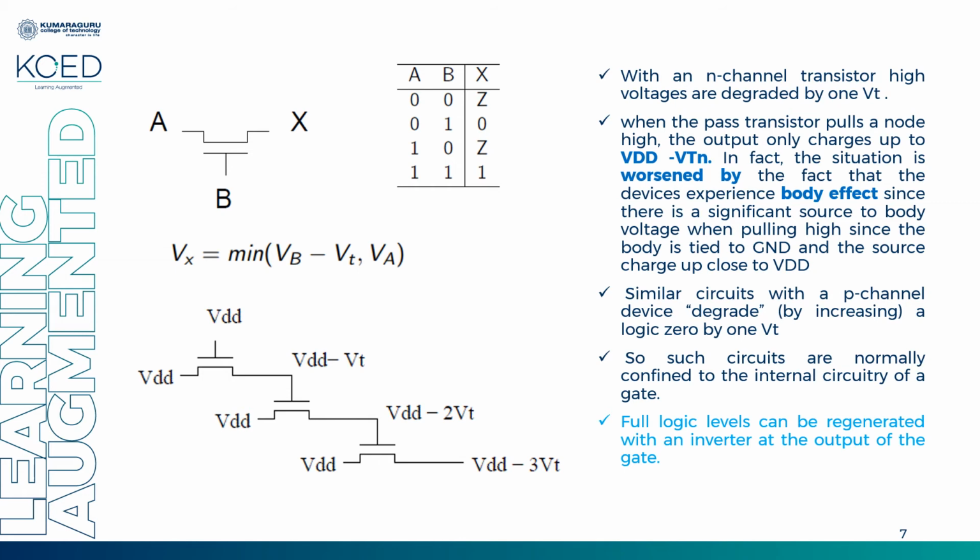And this degradation of your output: when you pass a high voltage, you will not get a full high voltage. If you want to obtain the full logic levels, they can be restored with the help of an inverter at the output of a gate. Fine.